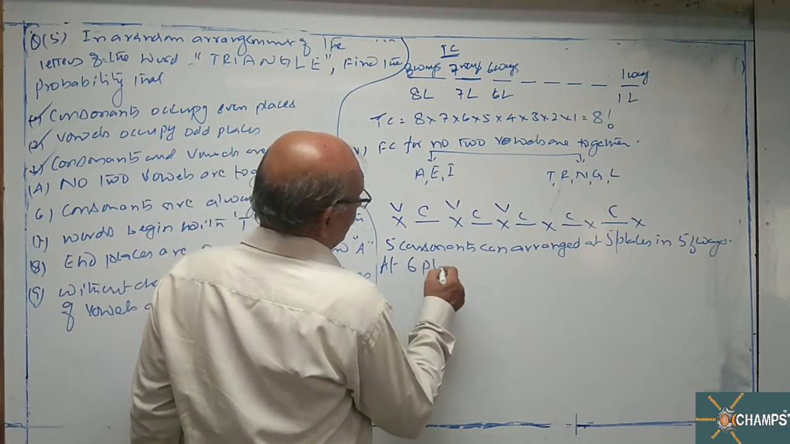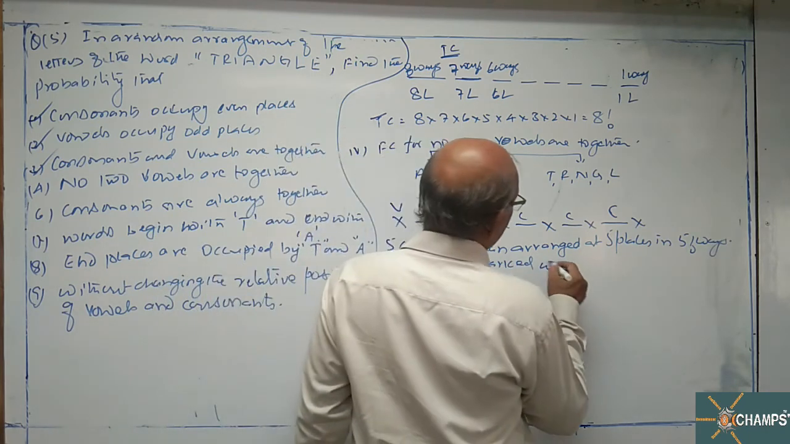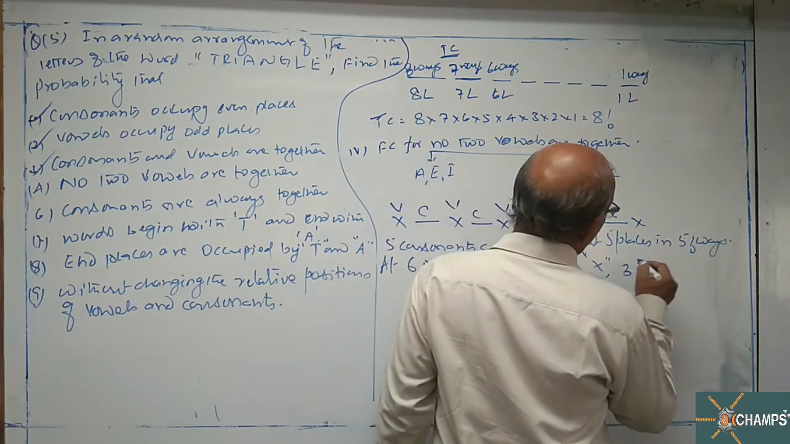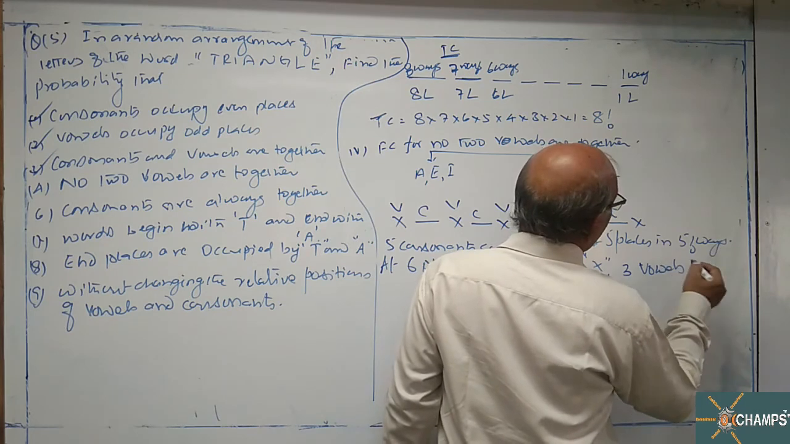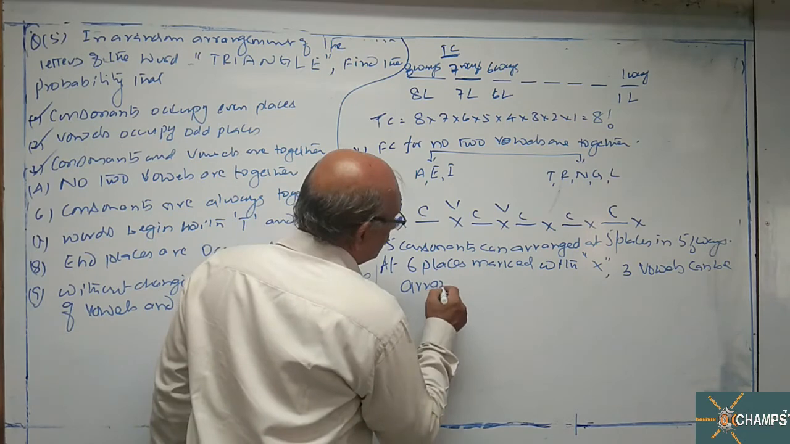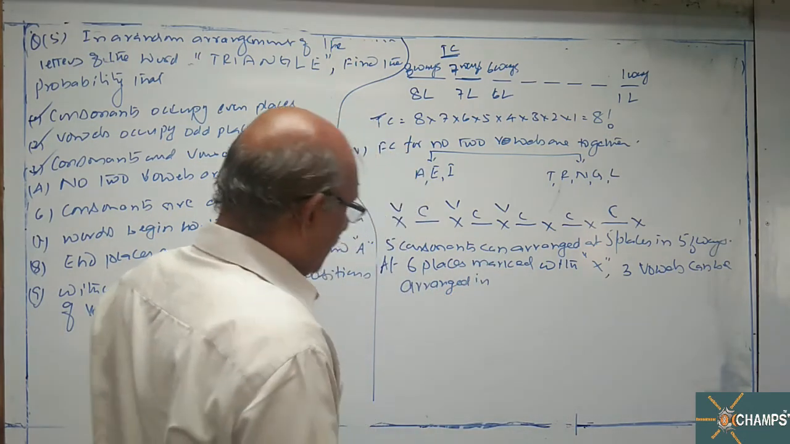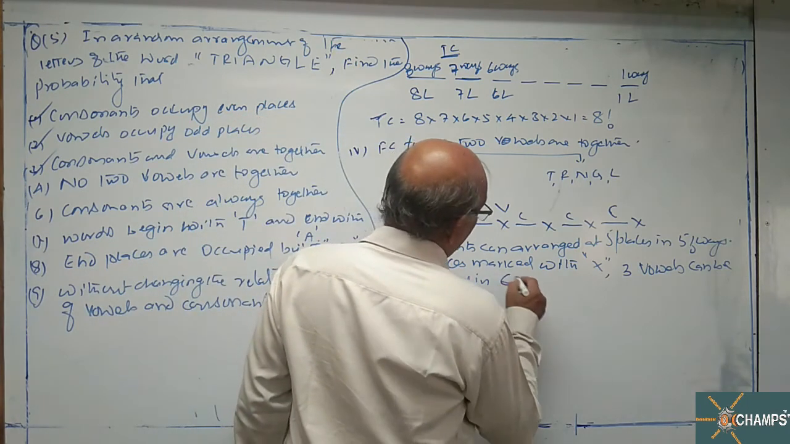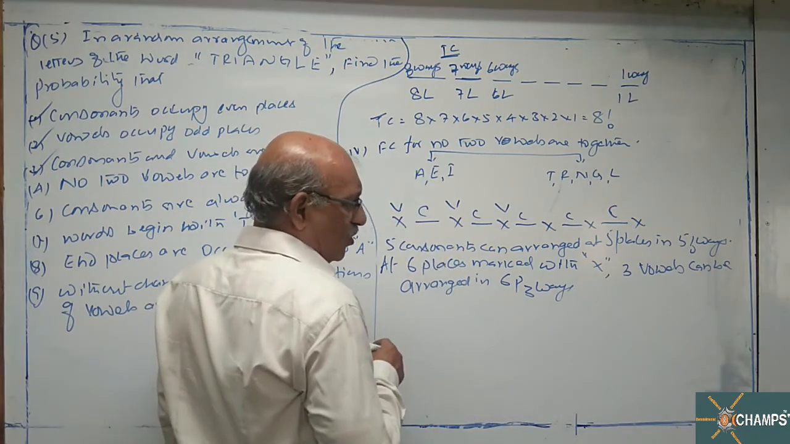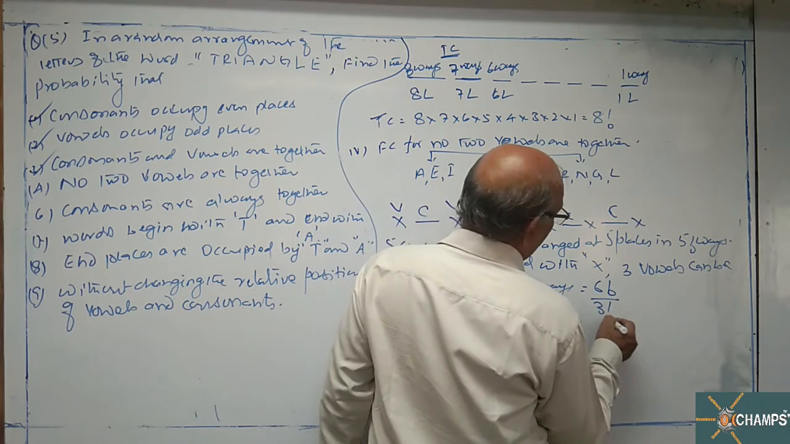So at the 6 places marked with a cross, 3 vowels can be arranged in 6P3 ways. 6 places are there. Places are more, objects are less. So 6 factorial by (6 minus 3) factorial, that is 3 factorial.